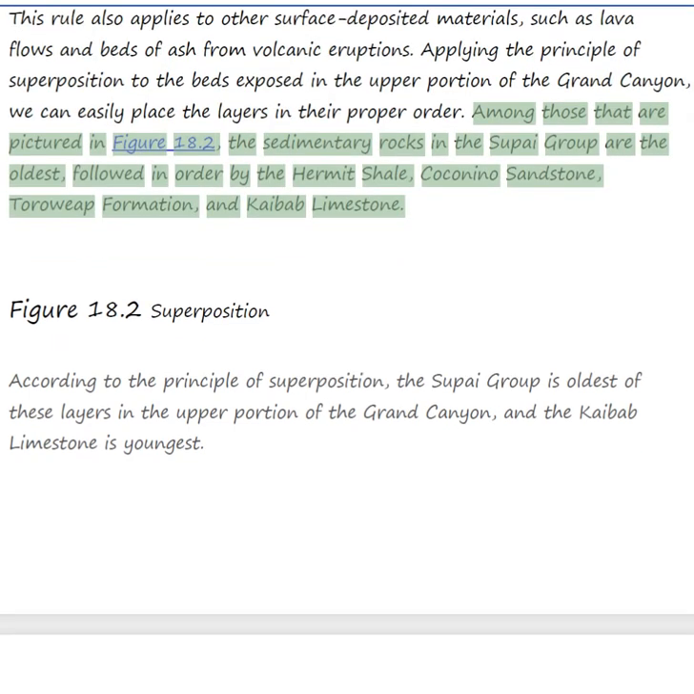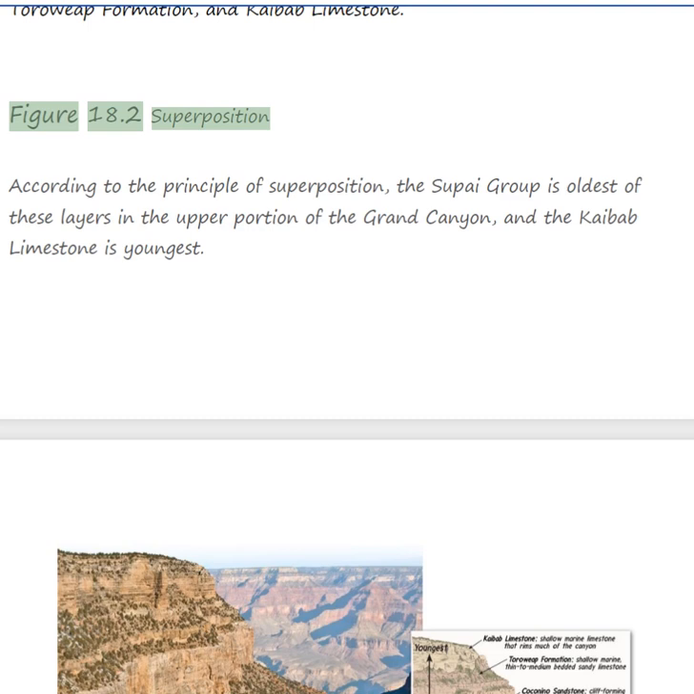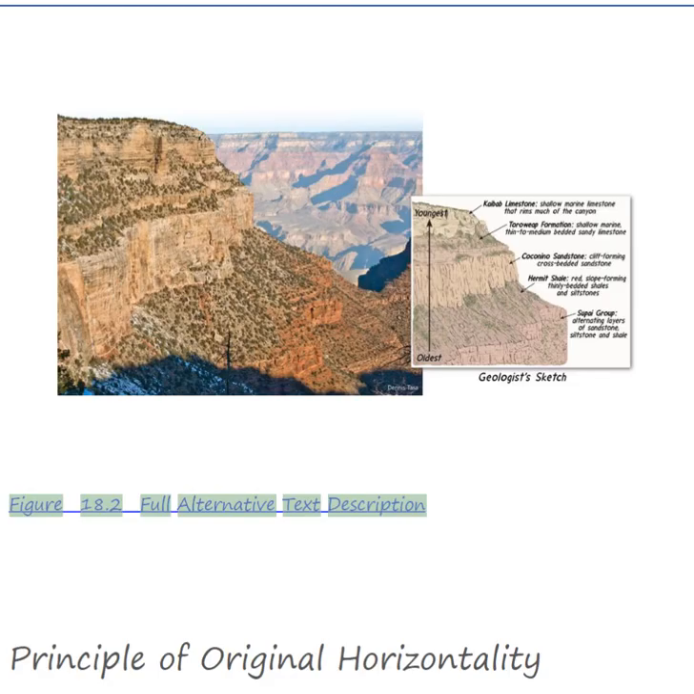Among those that are pictured in Figure 18.2, the sedimentary rocks in the Supai group are the oldest, followed in order by the Hermit Shale, Coconino Sandstone, Toroweap Formation, and Kaibab Limestone. According to the principle of superposition, the Supai group is oldest of these layers in the upper portion of the Grand Canyon, and the Kaibab Limestone is youngest. Figure 18.2 Superposition. Figure 18.2 Full alternative text description.